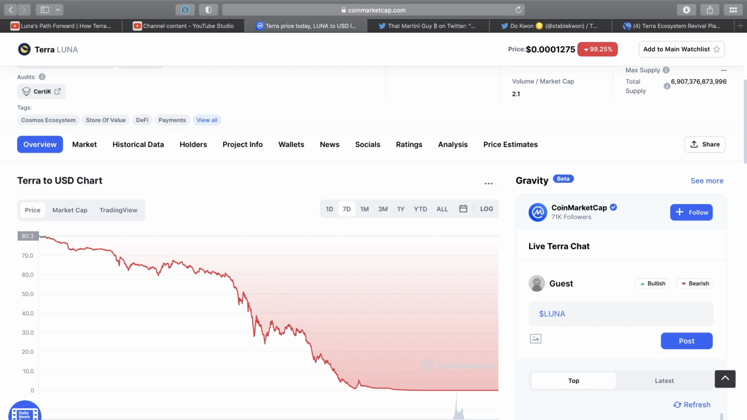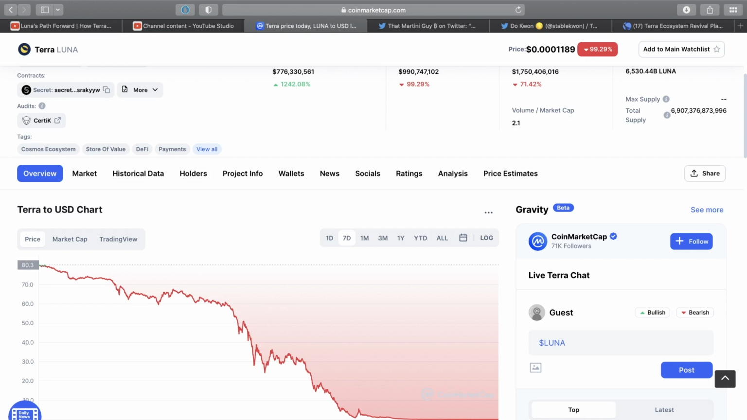So the whole reason why the price of Luna dropped so drastically, all the way from close to $100 a couple of days ago to now being less than 1 cent, is that the total supply of this coin skyrocketed in order to try to keep UST at peg.